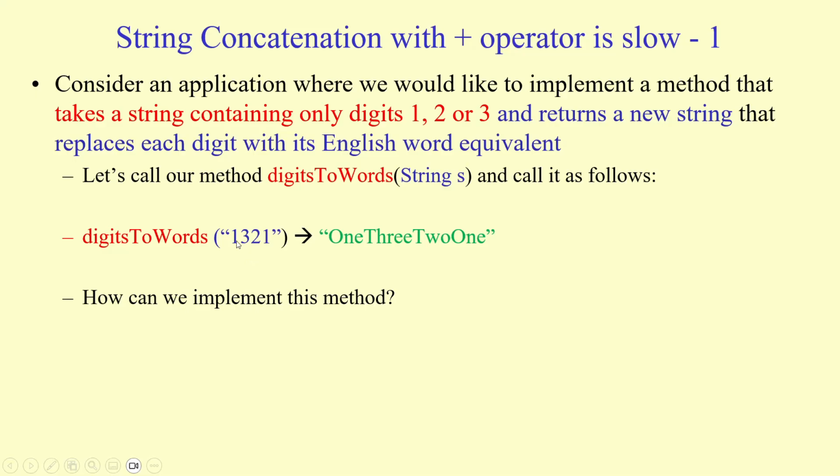Let's say we feed in a string that contains 1, 3, 2, 1, and we want this method to produce the words "one", "three", "two", and "one". So it takes the digit 1 and replaces it with the word one. It takes the digit 3 and replaces it with the word three, and so on. So how can we implement this method?